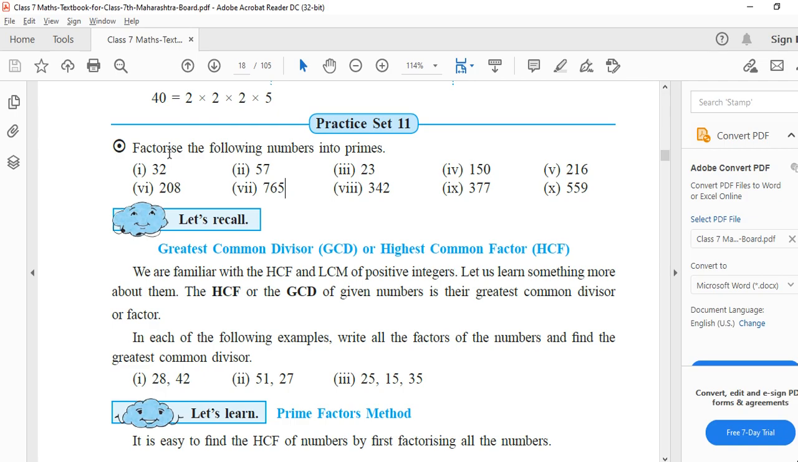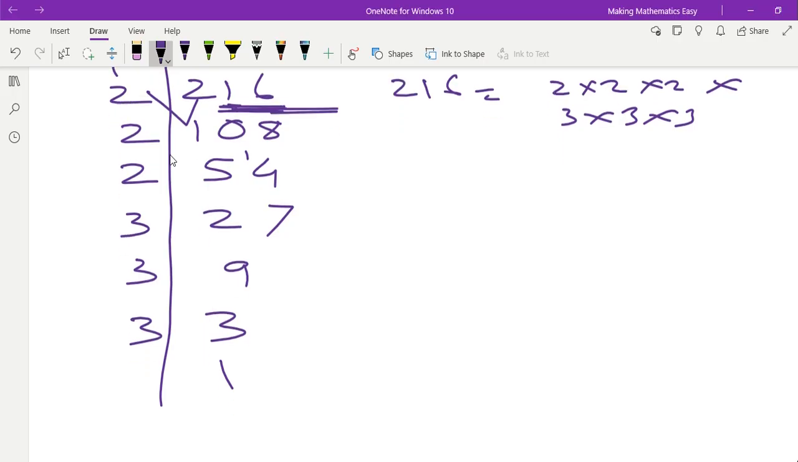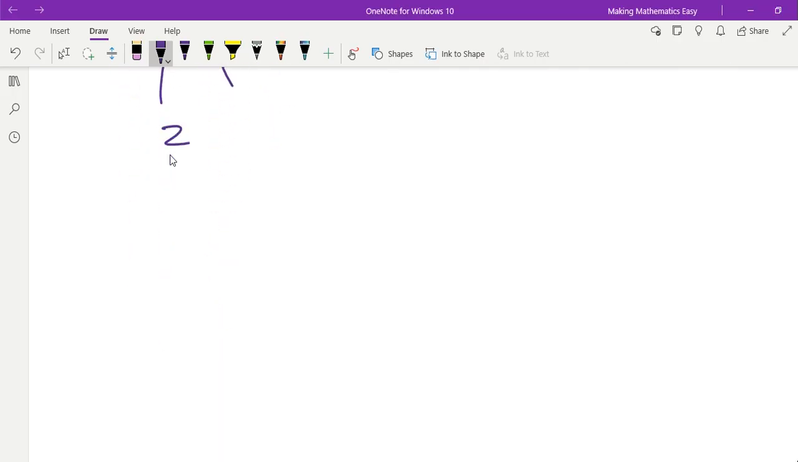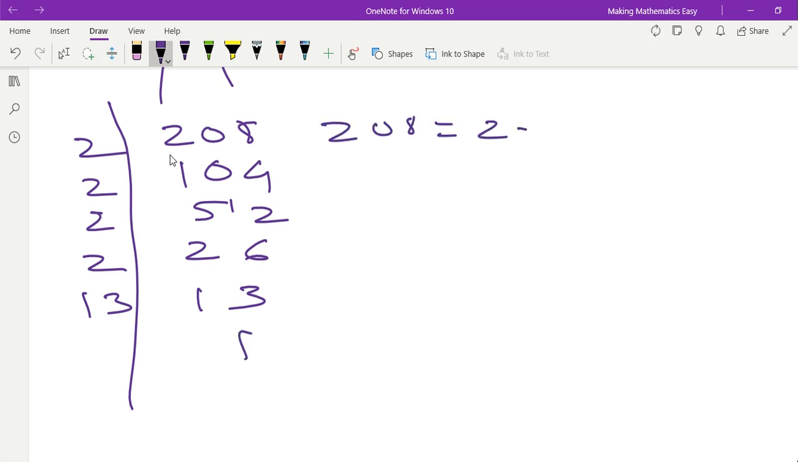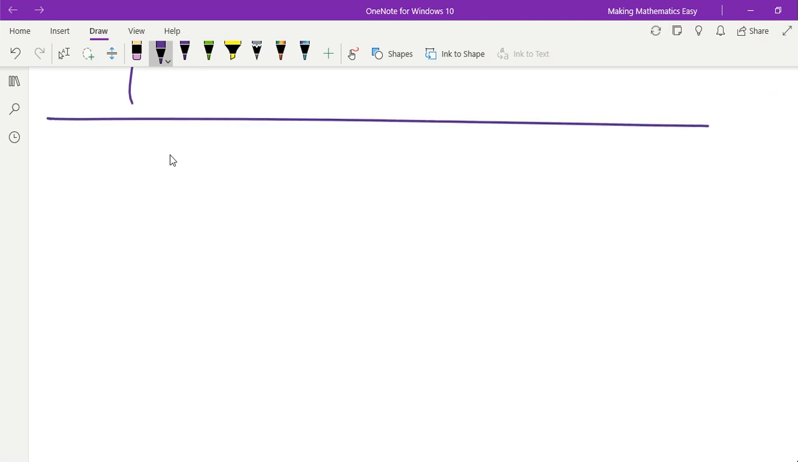So the prime factorization of 216 is 2 into 2 into 2 into 3 into 3 into 3. Okay, let's move on to the next sum, which is 208. This will again be 2, 2 ones are 2, 0, 2 fours are 8, 2 fives are 10, 2 twos are 4, 2 twos are 4, 2 sixes are 12, 2 ones are 2, 2 threes are 6, and 13 is a prime number, so this will be 13 into 1. So the prime factorization of 208 is 2 into 2 into 2 into 2 into 13. That's it.